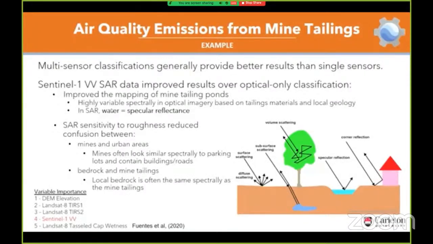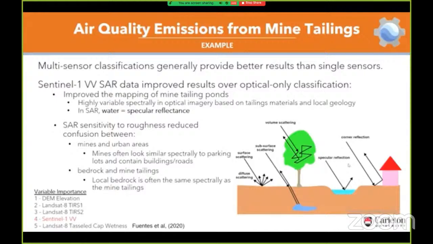However, with SAR, water has a specular response. And so you can see what a specular response is here. And it basically means that water looks very different from all other things, and it doesn't matter what the contents of that water were. It doesn't matter what the conditions were. So adding Sentinel-1 VV enabled us to really map the tailings ponds well.